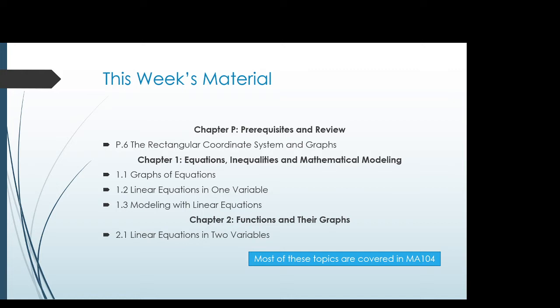Then we're going to be moving on to Chapter 1, and we're going to do the first 3 sections of Chapter 1. We've got graphs of equations, linear equations of one variable, and modeling with linear equations. So we're doing graphing with 1.1, and then from 1.1 we're moving to solving linear equations and solving with modeling, basically word problems, or basically solving for x.